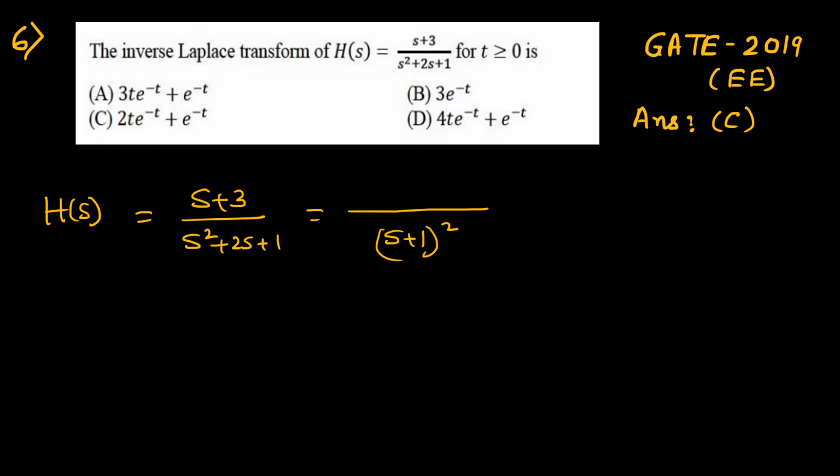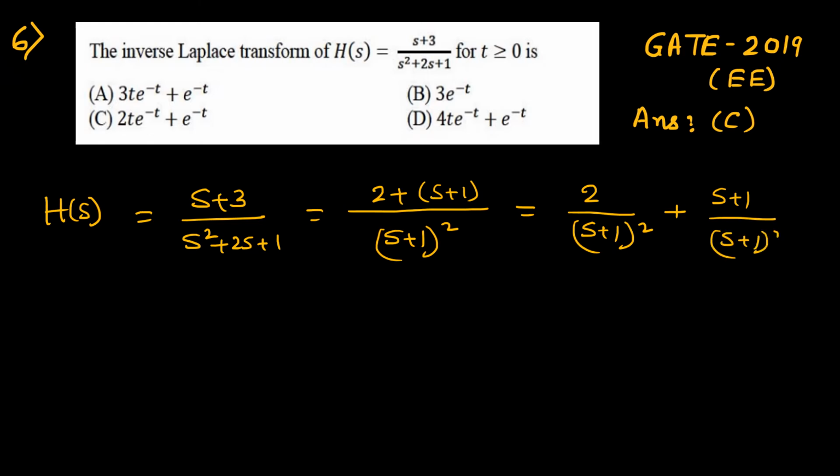Okay, so can I write it this way, that this is 2 plus s plus 1, because s plus 3 is the numerator. We can write in this form 2 plus s plus 1, because the s plus 1 term should cancel out. Okay, so now we'll take partial fraction. So very simple division, only 2 upon s plus 1 whole square, and plus s plus 1 upon s plus 1 square. Okay, so this one will be 2 upon s plus 1 whole square plus 1 upon s plus 1.